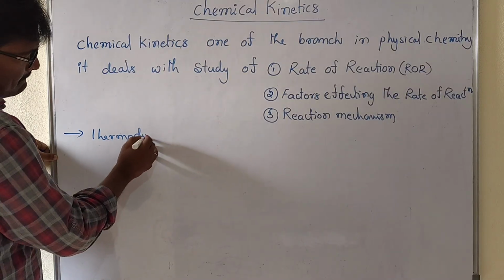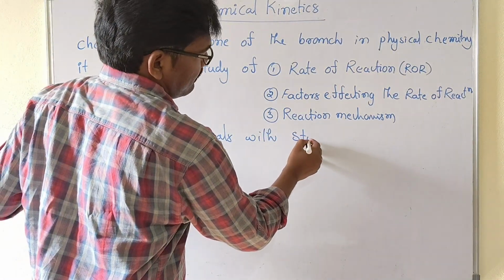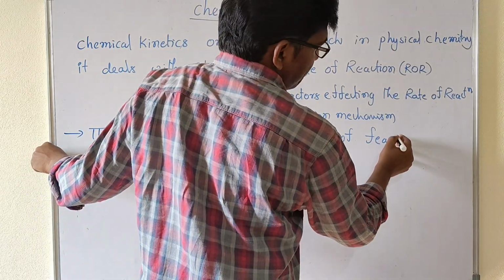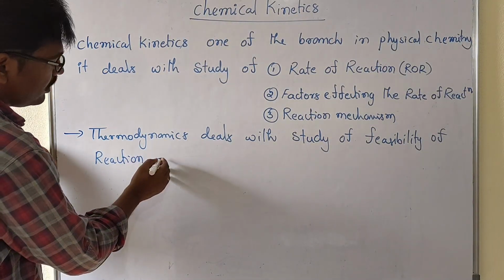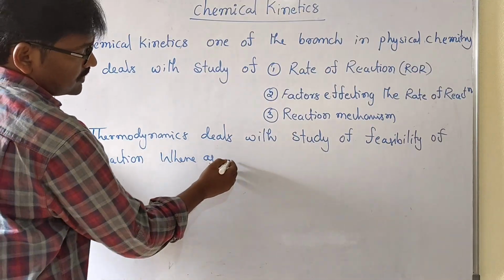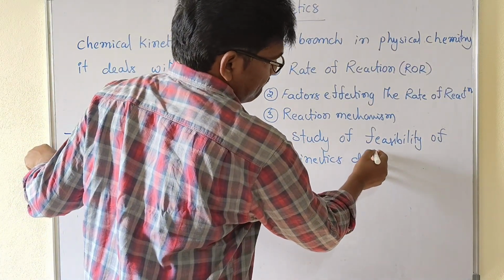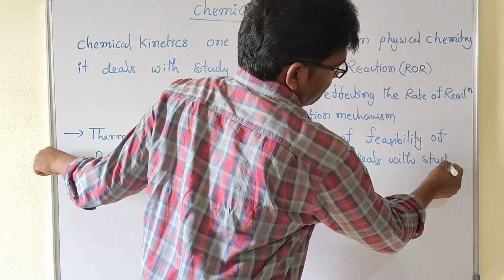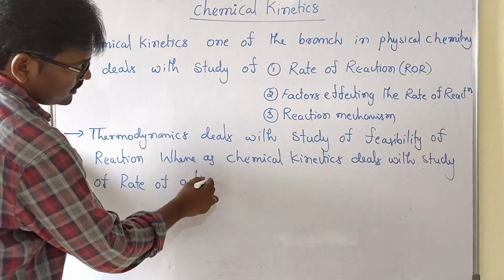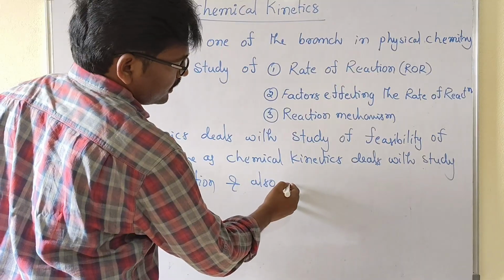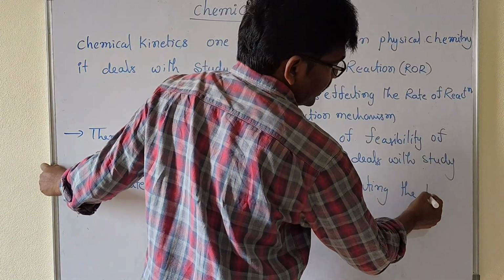Thermodynamics deals with the study of feasibility of reaction, whereas chemical kinetics deals with the study of rate of reaction and also factors affecting the rate of reaction.